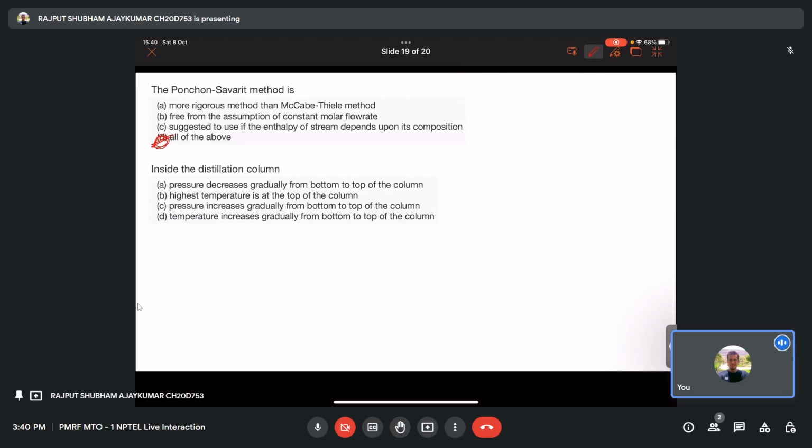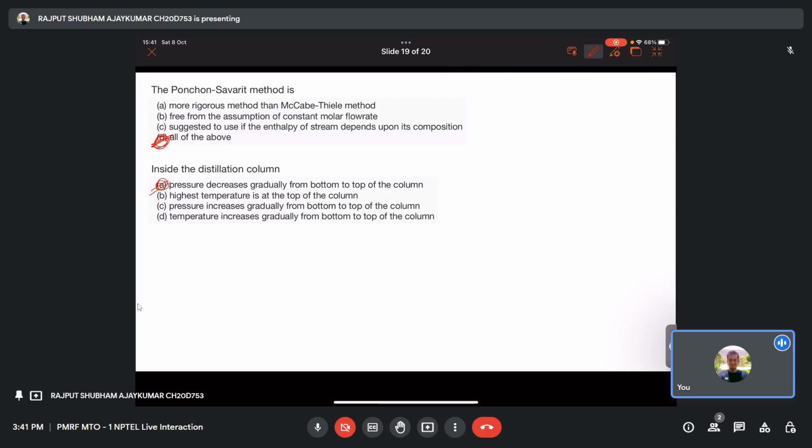Pressure increases gradually from the bottom to the top of the column, and temperature increases gradually from bottom to the top of the column. So temperature and pressure play an important role in the distillation column, and they both vary from top to bottom and bottom to top. But which varies particularly, and which is the correct answer here? The correct answer here is that the pressure decreases gradually from the bottom to the top of the column.